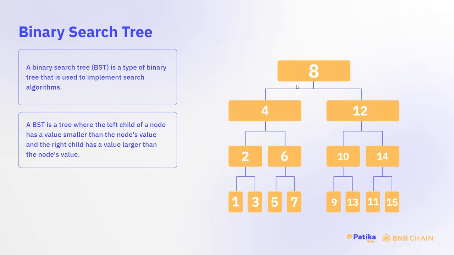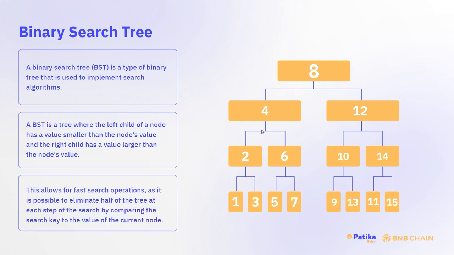Here, for example, for 8, we can see that all the right values are larger than 8, like 12, 10, 14, and so on. And when you look at the left side of the tree, all the values are smaller than the value 8. Okay, so this allows for fast search operations, as it is possible to eliminate half of the tree at each step of the search by comparing the search key to the value of the current node. So let us understand it in detail.